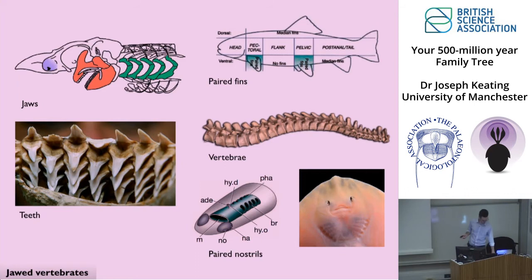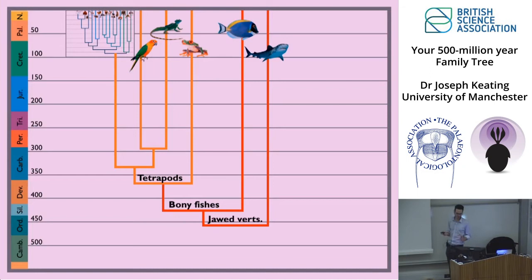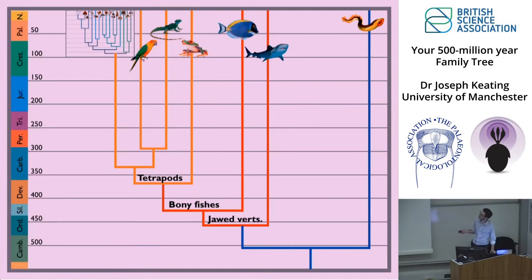But we haven't reached the end of our vertebrate tree yet. There's one more group I'd like to introduce you to, and they are my favourite group. So these are the jawless fishes. And we share an ancestor with jawless fishes right down here at 500 million years.